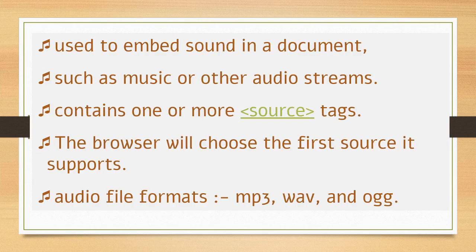We will understand some theory part. The audio tag is used to embed sound in a document. Which type of sound? It may be music or any audio track. It contains one very important tag, that is the source tag, and the source tag will allow the browser to play a particular audio. These are some formats of audio: MP3, WAV and OGG. This is a new format, OGG.